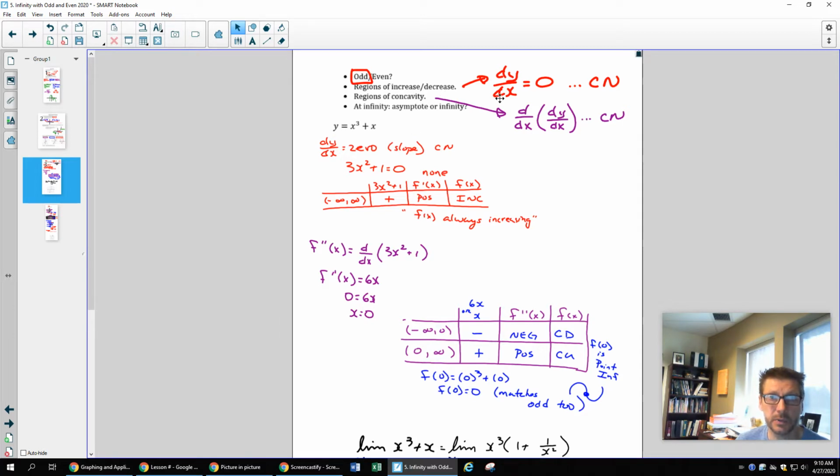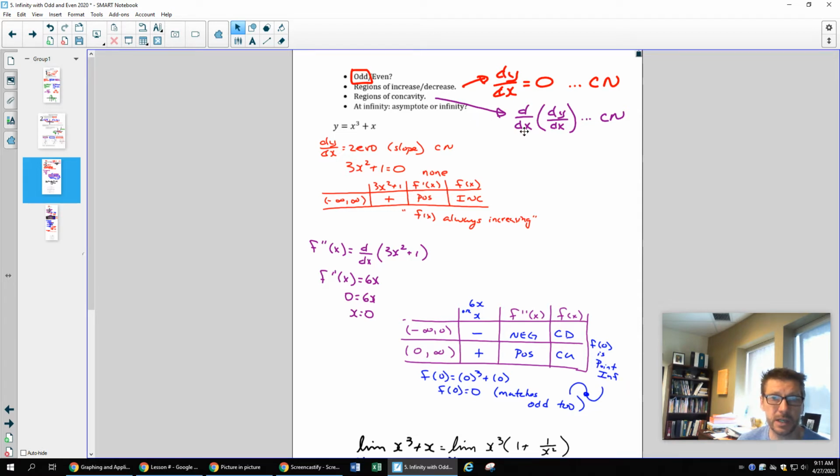Regions of increase and decrease, we're just going to talk about where our slopes are 0. This function, x cubed plus x, is a polynomial function. There's no divide by 0, and there are no square roots of negatives. So it has a domain of all real numbers. So we just want to find where the slope equals 0 to find some critical numbers.